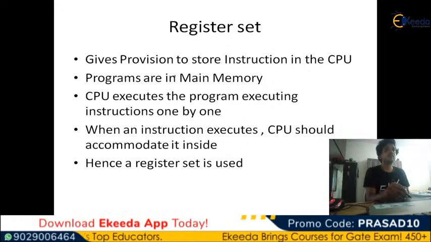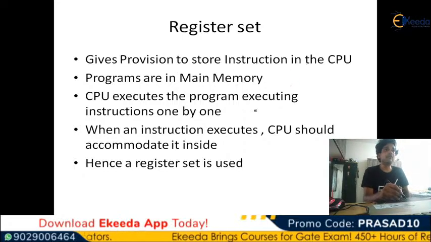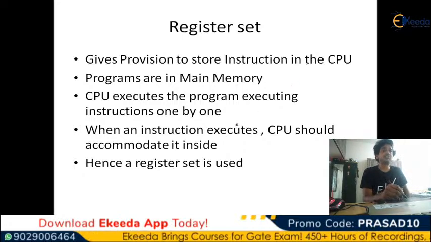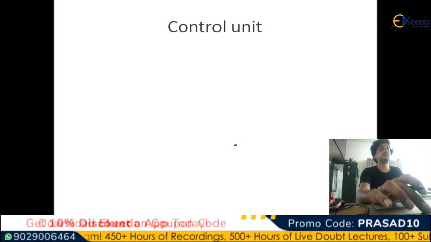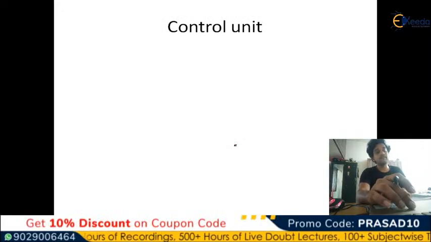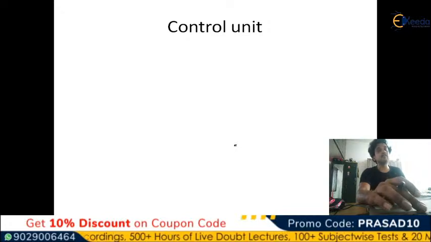And the programs are in the main memory. The CPU executes the program, executing instructions one by one. When an instruction executes, the CPU should accommodate it inside. Hence, a register set is used, right? Then, after we design the register set, we go for a control unit.